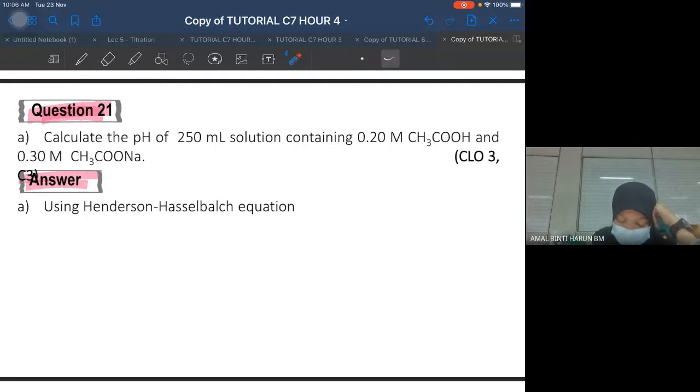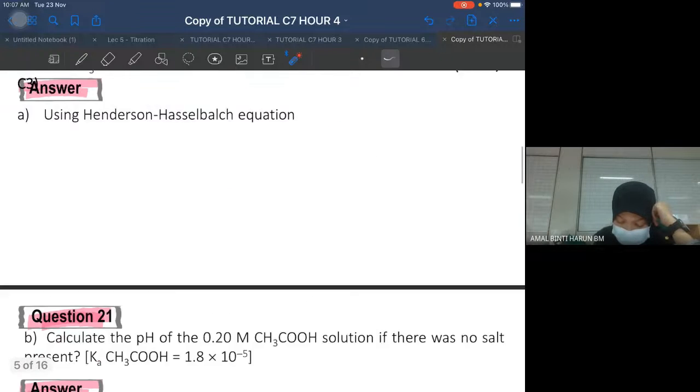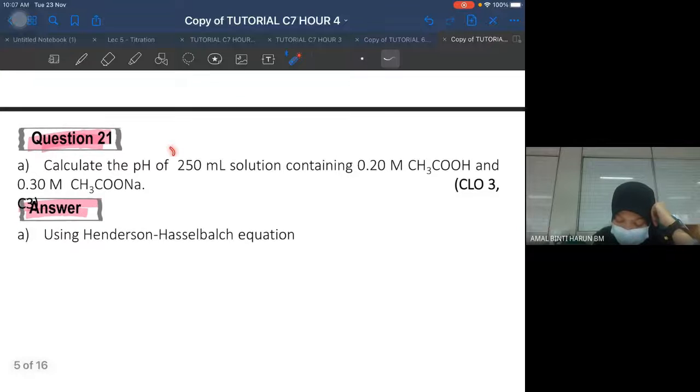Okay. For this question, the pH of a 250 ml solution containing 0.2 molar weak acid and its salt, using the Henderson-Hasselbalch equation. What do we need to find? Calculate the pH. Okay, calculate the pH.